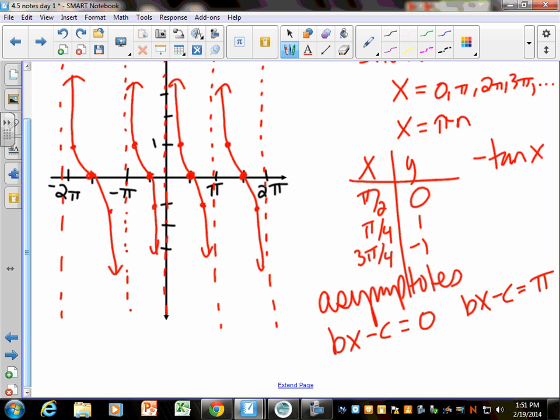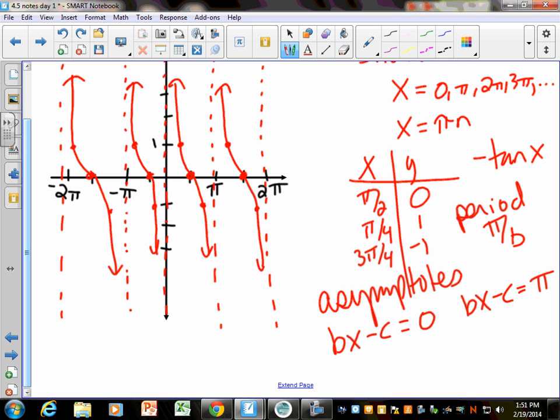I don't memorize this. When I just wrote this down, in my head I thought cotangent has sine on the bottom, where does sine equal 0, and that's how I knew to put 0 and pi there, okay? That's the big thing, finding your asymptotes. The period on this is the same as tangent. It's pi over b. Your period is the distance between the asymptotes.